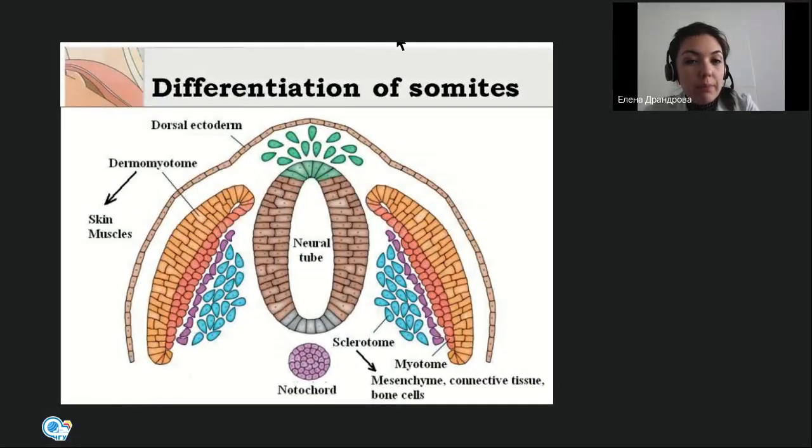And in each somite, several parts are distinguished. The middle part is the sclerotome, and it will later give origin to connective tissue and bone cells. So it will form mesenchyme that will form bone cells later. Then there is myotome that will give origin to muscle cells. And there is dermatome, so totally it is dermomyotome, but it consists of dermatome and myotome. So dermatome gives origin to the skin. Not to epidermis. Epidermis is developed from the ectoderm. But the other layers of the skin are formed by somites. Okay.